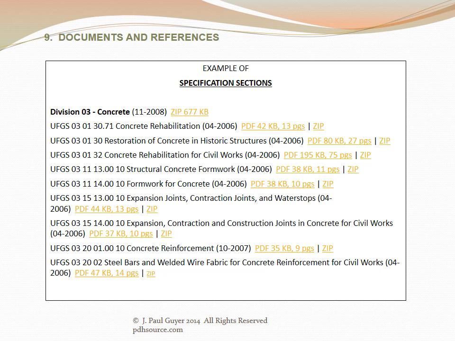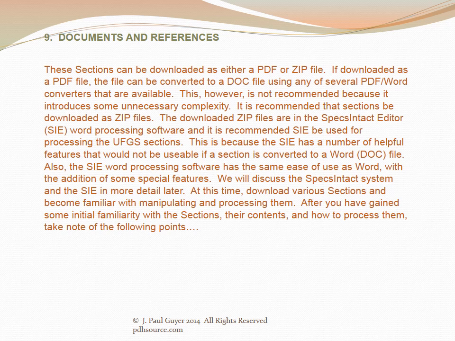This is just a small portion of the specification sections dealing with concrete construction. These sections can be downloaded as either PDF or zip files. If downloaded as a PDF file, the file can be converted to a Microsoft Word doc file using any of the several PDF to Word converters that are available. This, however, is not recommended because it introduces some unnecessary complexity. It is recommended that sections be downloaded as zip files.